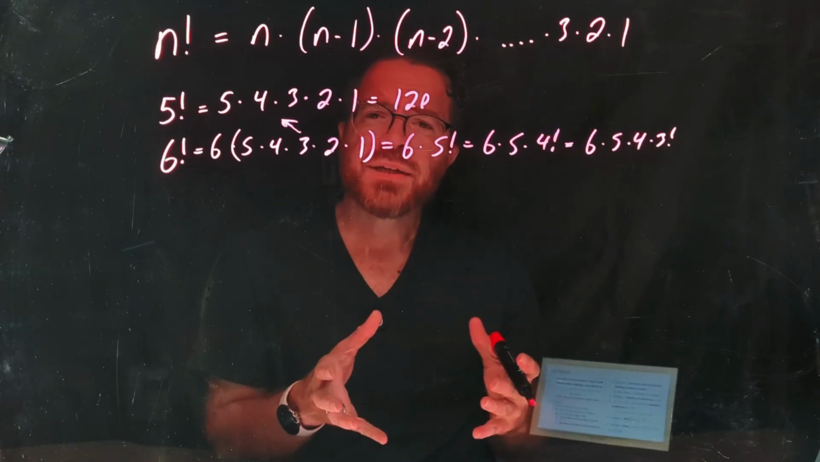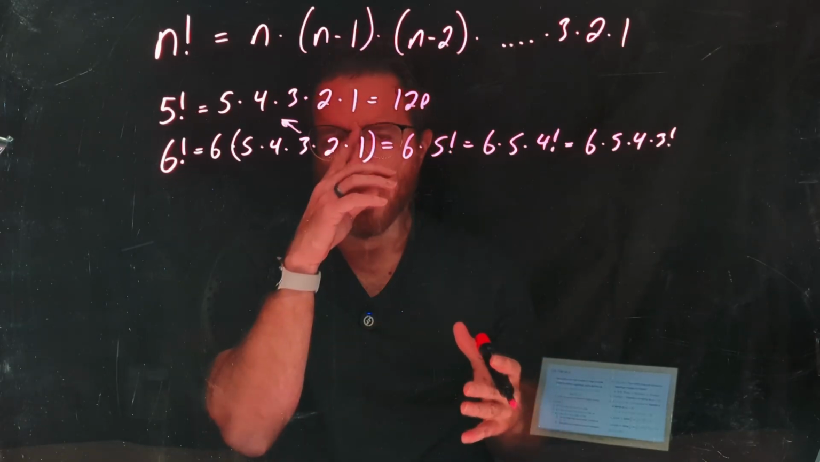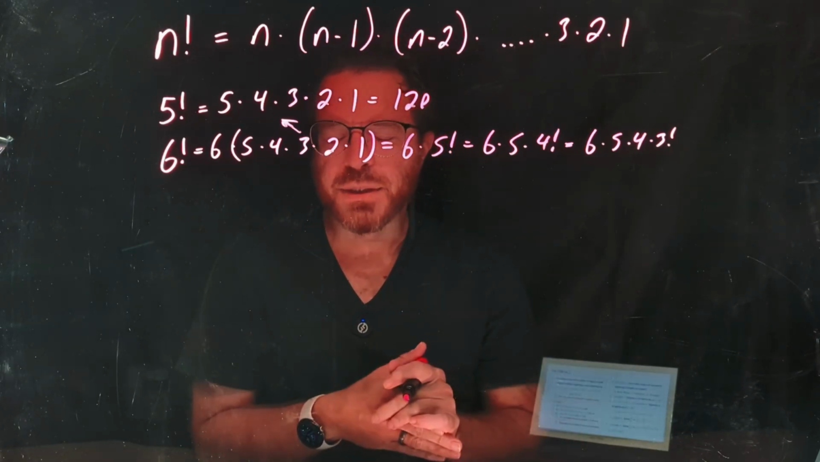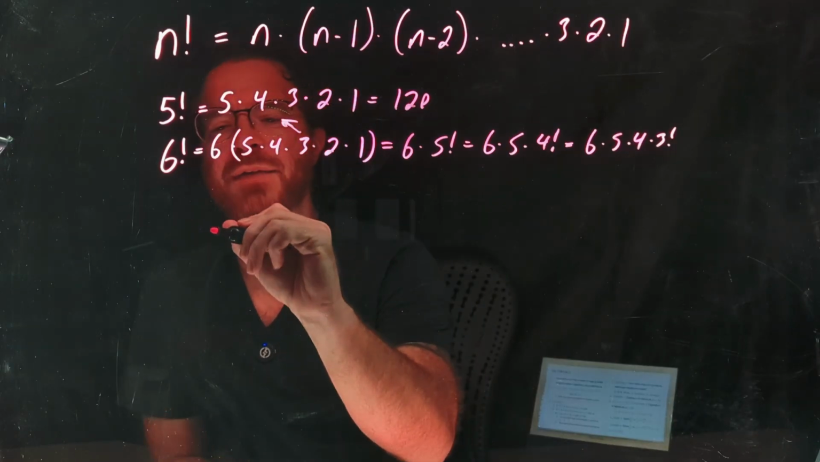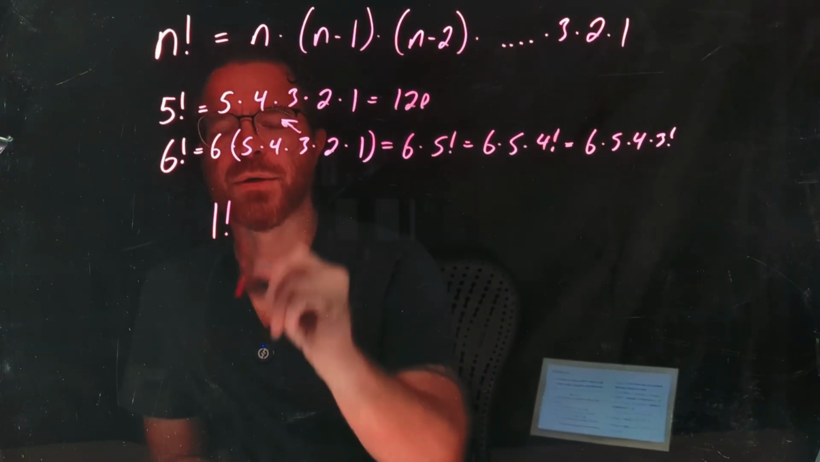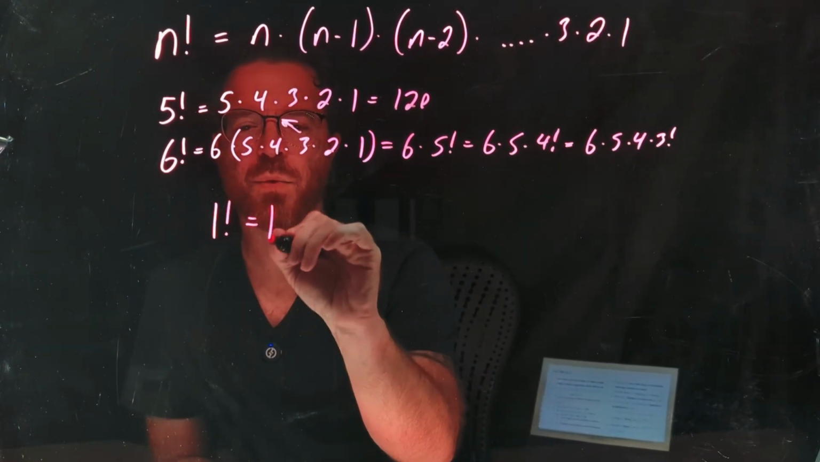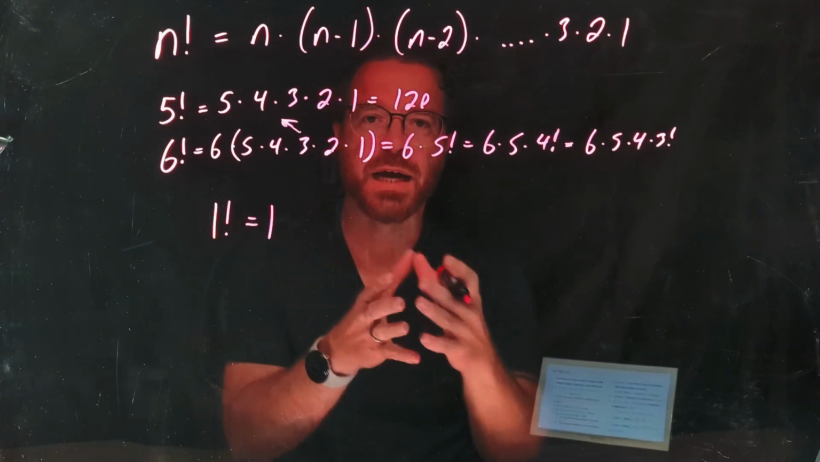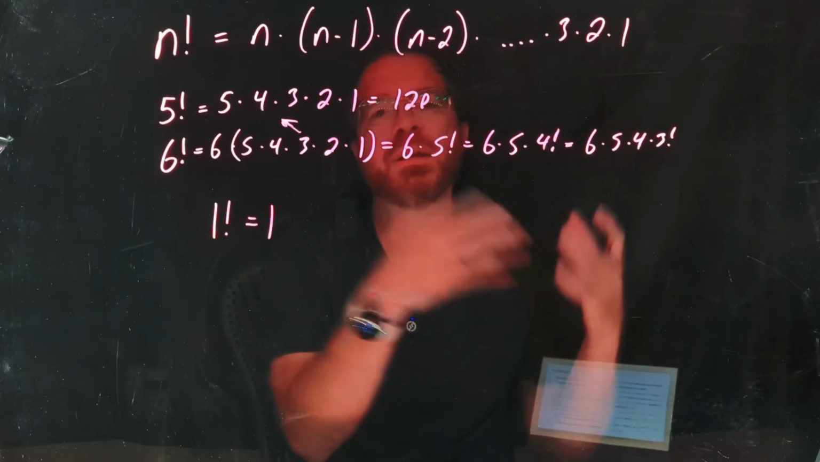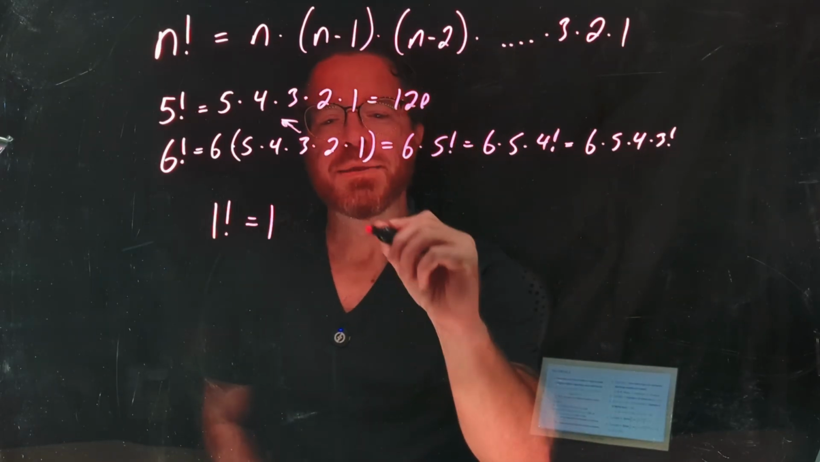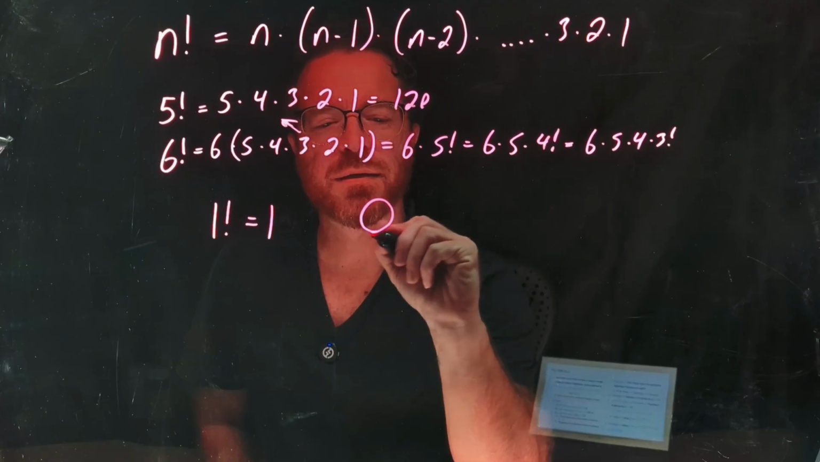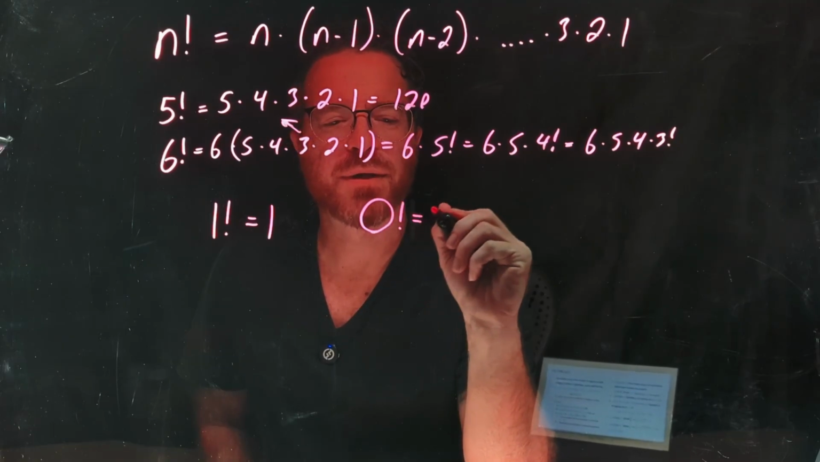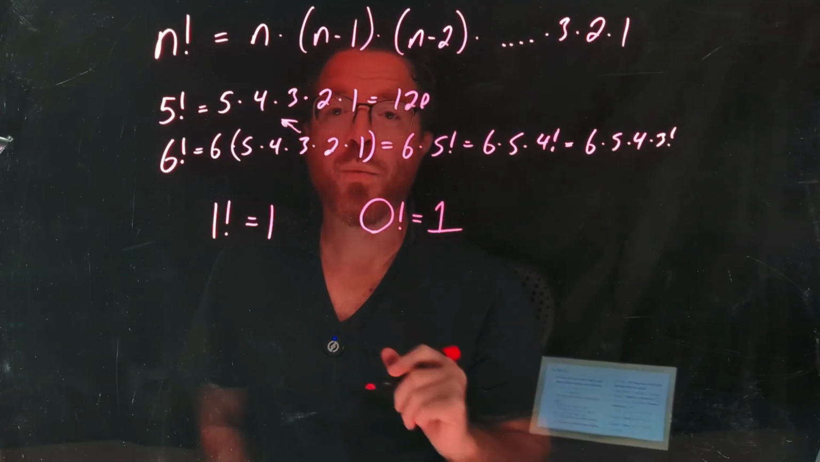Now, a couple other things I want to mention about factorials before we begin doing some problems is that if you have 1 factorial, this would just be equal to 1, right? Because it's 1 times every descending number down to 1, it ends up being 1. Similarly, 0 factorial is also equal to 1.